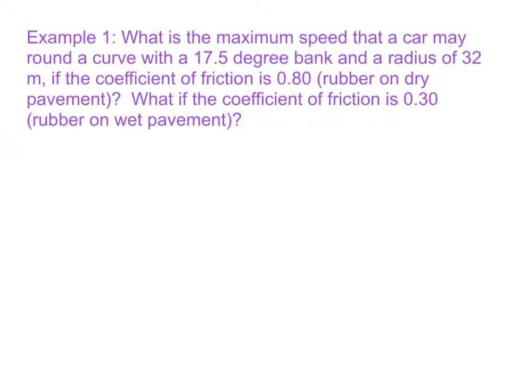Okay, so here's our example. What is the maximum speed that a car may round a curve with a 17.5-degree bank and a radius of 32 meters if the coefficient of friction is 0.80? So that's rubber on dry pavement. And then we're going to look and see what this maximum speed is if the coefficient of friction is 0.30, so rubber on wet pavement.